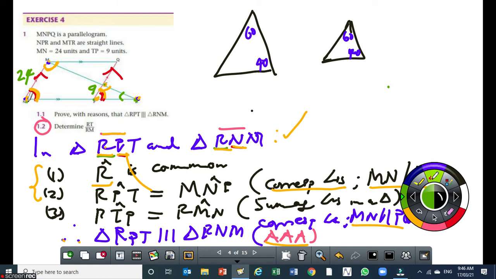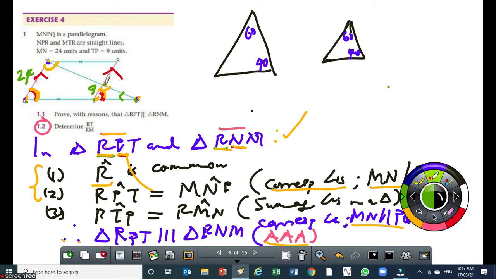Fortunately, I can also use the proportion theorem in this big triangle here, using the length of RM and RT. Then I can find the ratio of RP to RN. And then I can carry on from there. So allow me to use the proportion theorem to determine the ratio of RP over RN, because already I know the ratio of RT over RM. Do you agree with me on that? Yes.